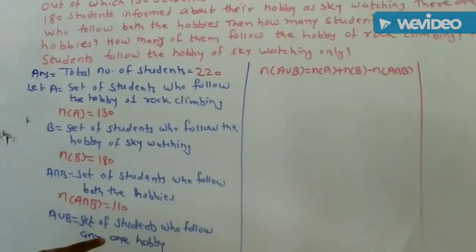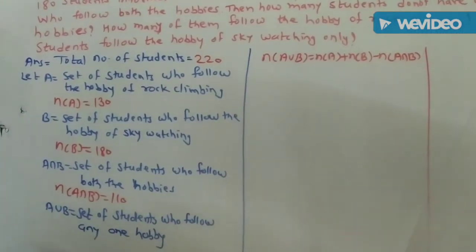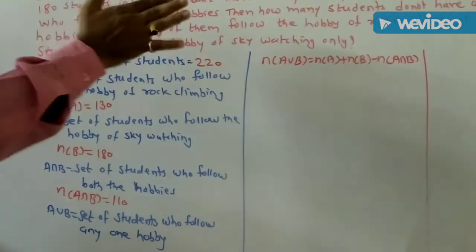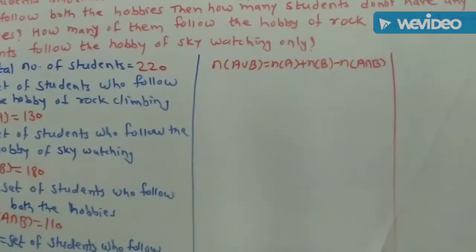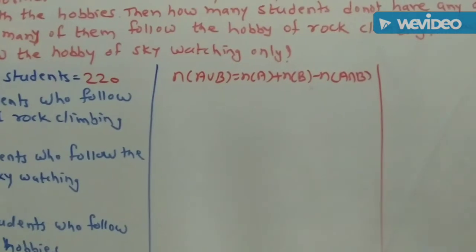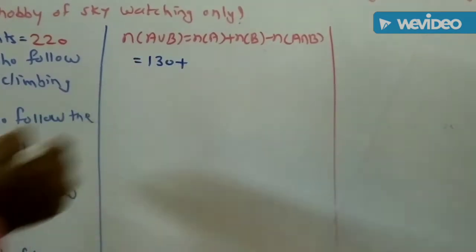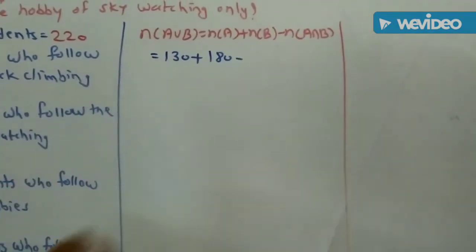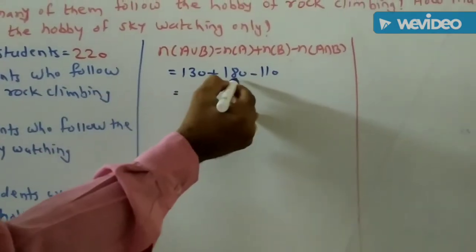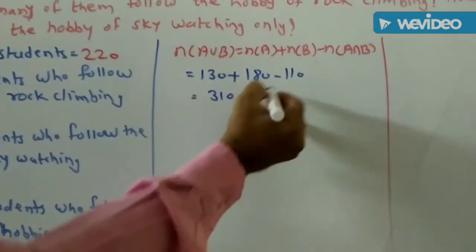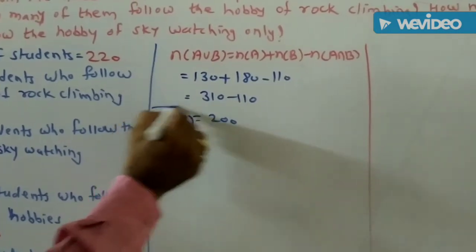Then A union B we take as the set of students who follow any one of the hobbies, which is not given, and therefore we find it firstly and then we find all these three values. For that we use the relation number of A union B is equal to number of A plus number of B minus number of A intersection B. Number of A is given 130 plus number of B is given 180 minus number of intersection is given 110. Now 130 plus 180, that is 310, minus 110, and that is number of A union B, we find as 200.